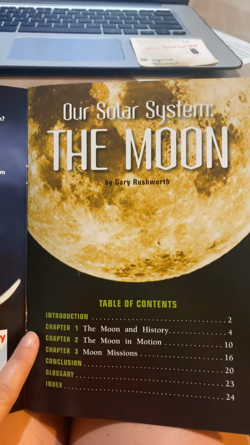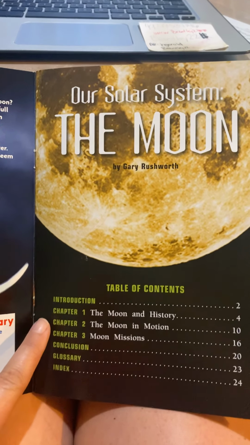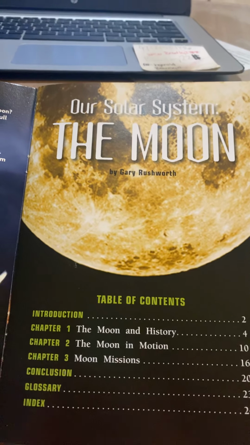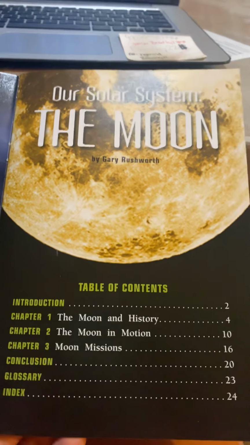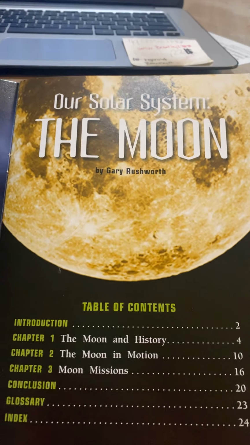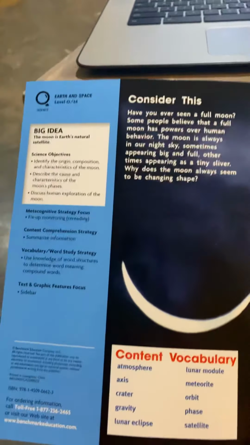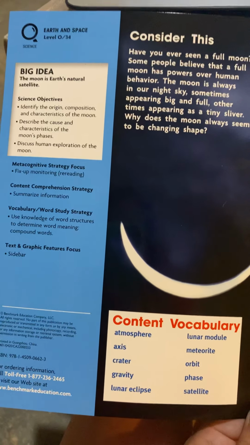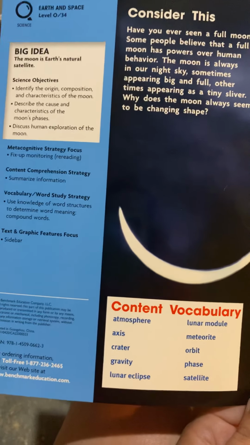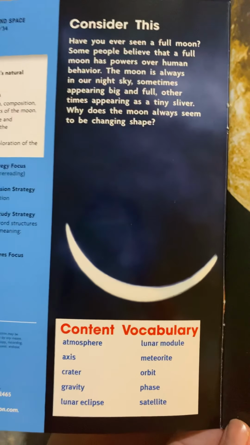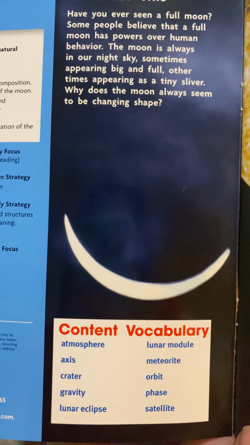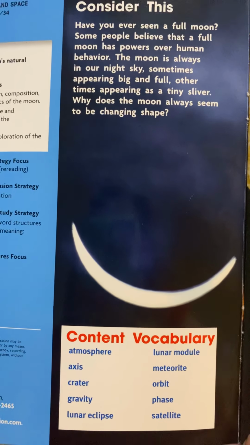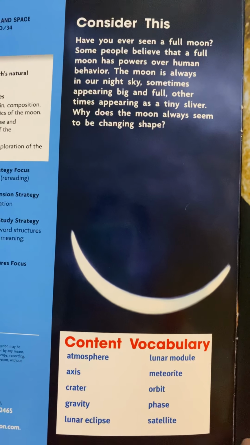So we have an introduction. We have Chapter 1, The Moon and History. Chapter 2, The Moon in Motion. Chapter 3, Moon Missions. The conclusion, our glossary, another text feature, and our index. Also over here, you have the big idea. We just talked about that. The moon is Earth's natural satellite. We also have our content vocabulary words: atmosphere, axis, crater, gravity, lunar eclipse, lunar module, meteorite, orbit, phase, and satellite.